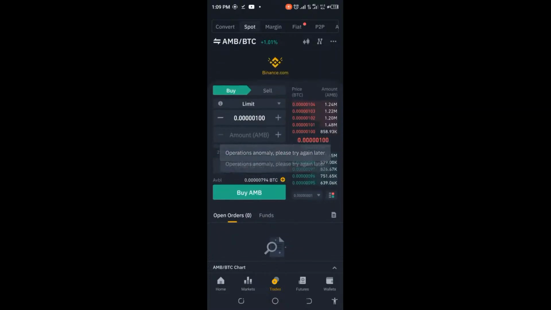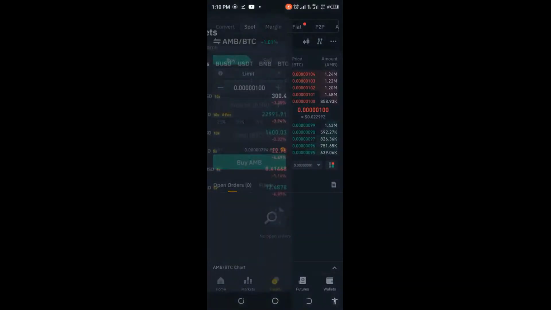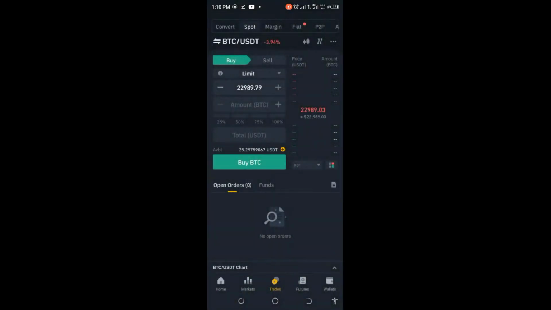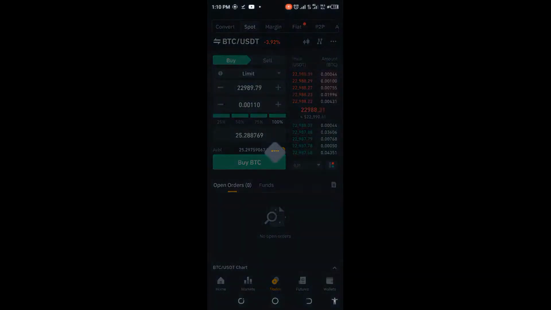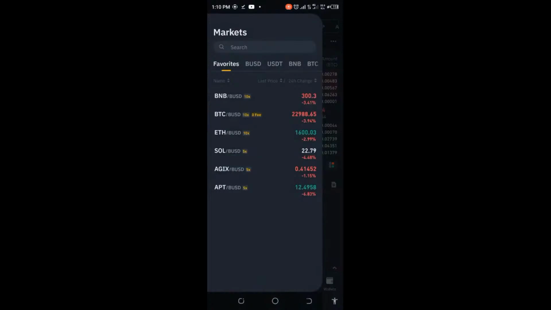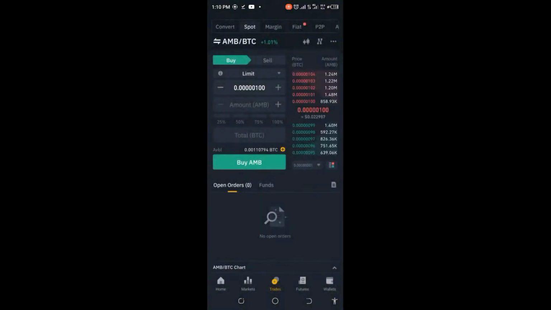Okay, so let me just make sure I check this out. Let's go ahead and try to get some BTC. So we have to go and get BTC USDT. Let's get that. What we want to do now is buy 100% of that, and we just buy that immediately, and I'm sure that will go awesome. So we've done that. We go back to AMB BTC, and then we go ahead and purchase that.